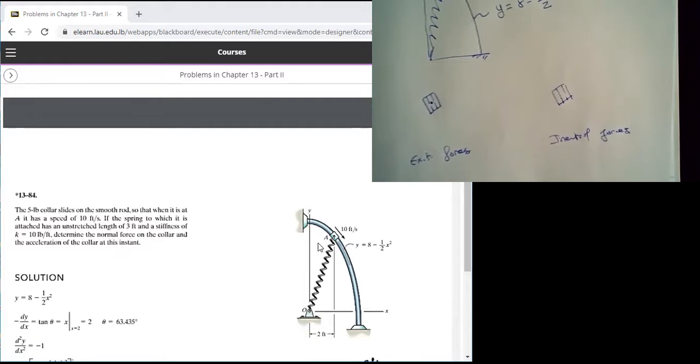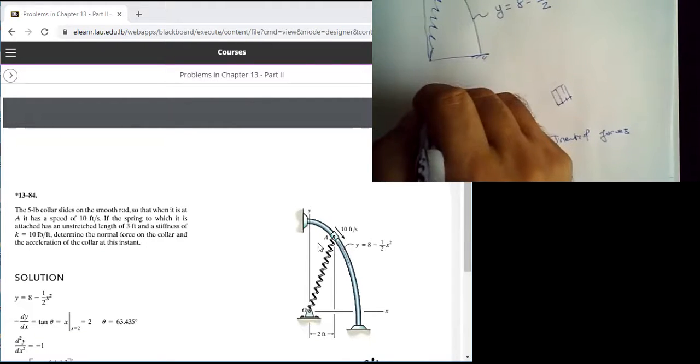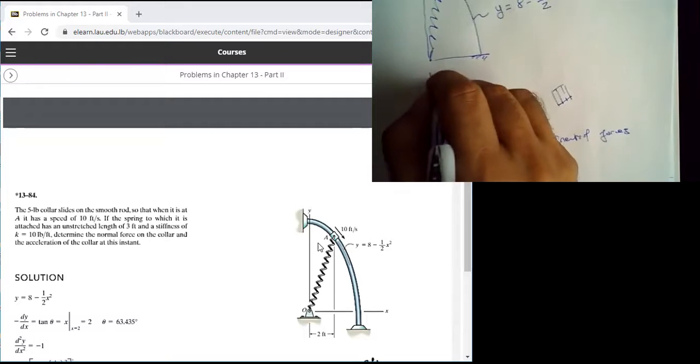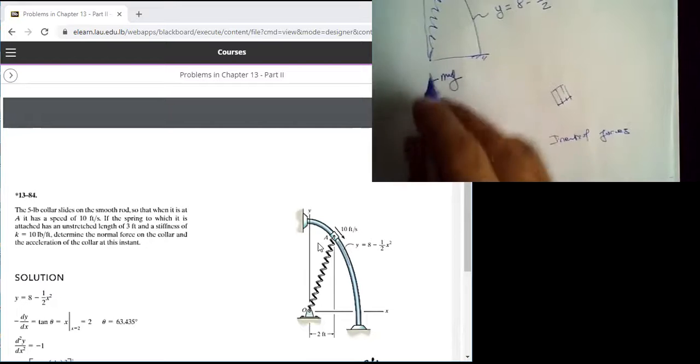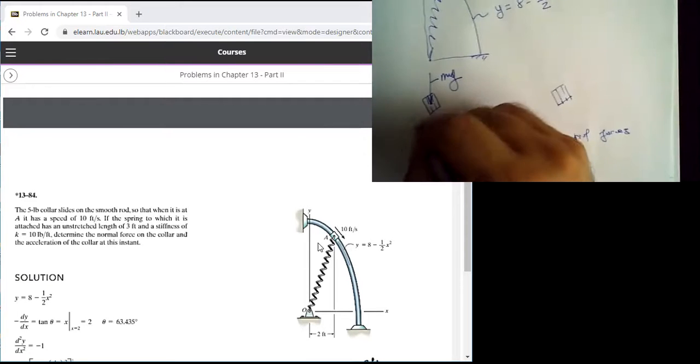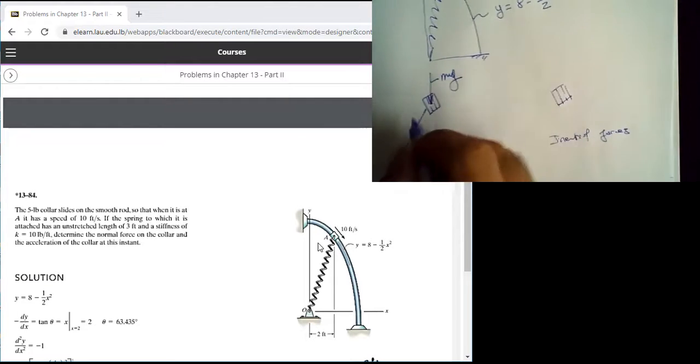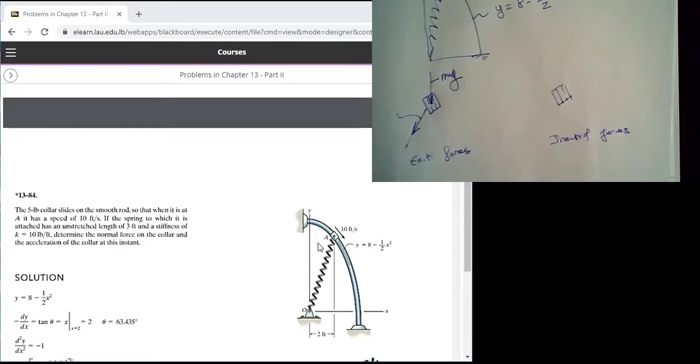MG and the normal. Weight and the normal. MG. Very well. What else? The spring, exactly. So the spring is here, right? So we're gonna have a force along that, right? And what is the force of the spring, by the way? The tension. Yeah, what is it? What is it equal to?